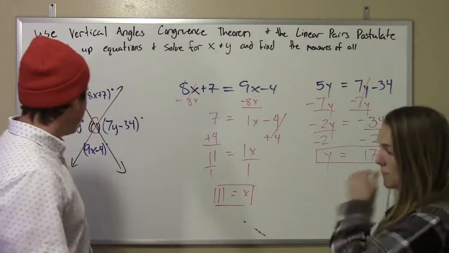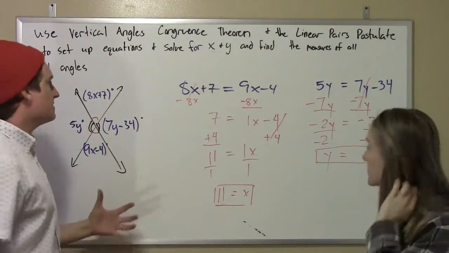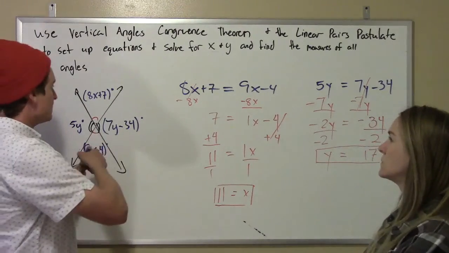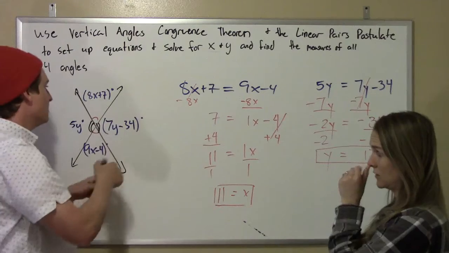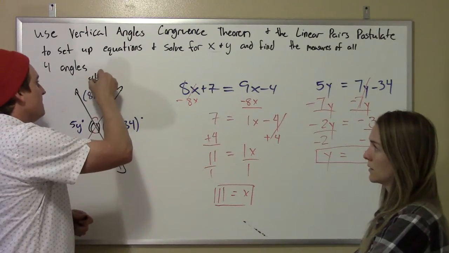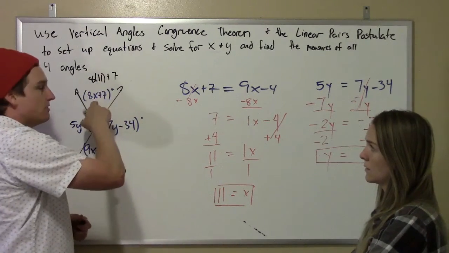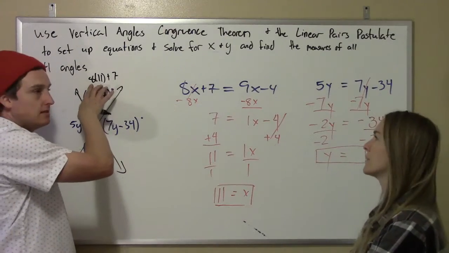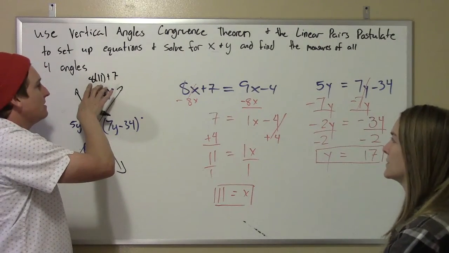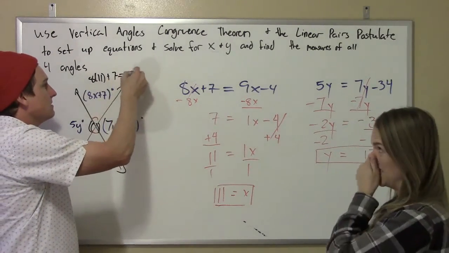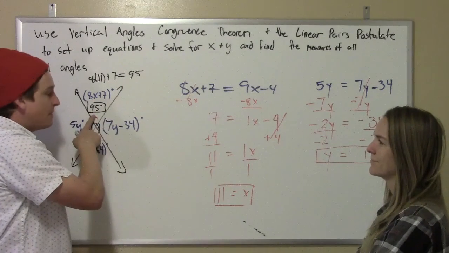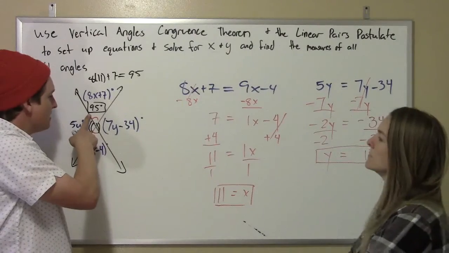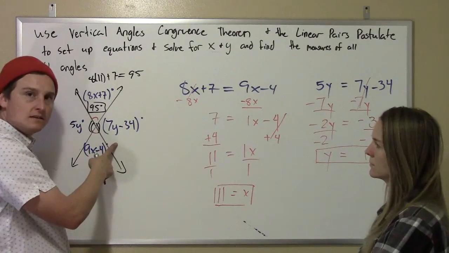Great job. Okay, now, is there any other way we could have done this? Well, if we know that x is 11, can we find out what this angle is? Sure. This would be 8 times 11 plus 7. That's this angle, right? So 88. Because the x is 11. 88 plus 7 is 95. So this one's 95 degrees, right? But if this one's 95, what does this one have to be?